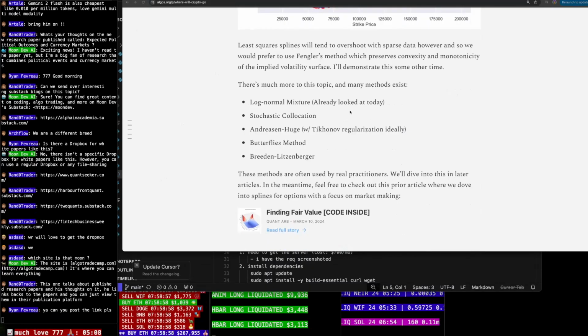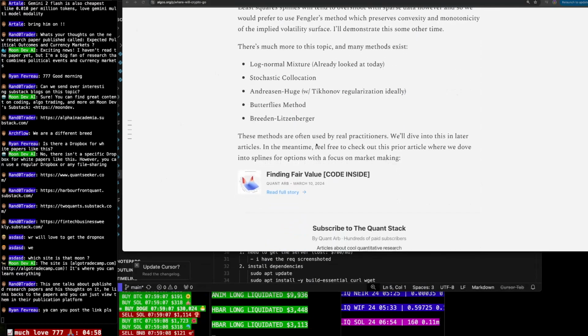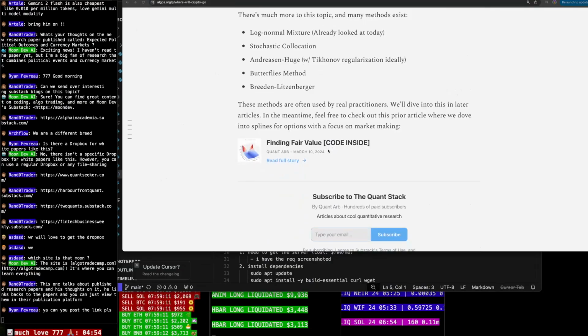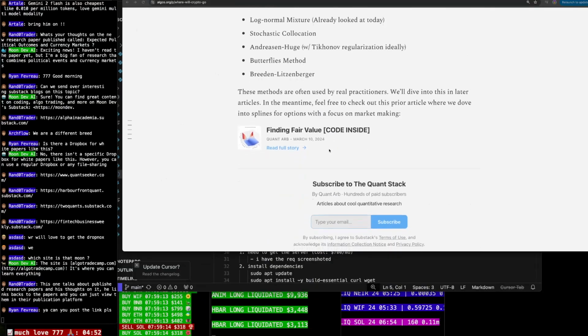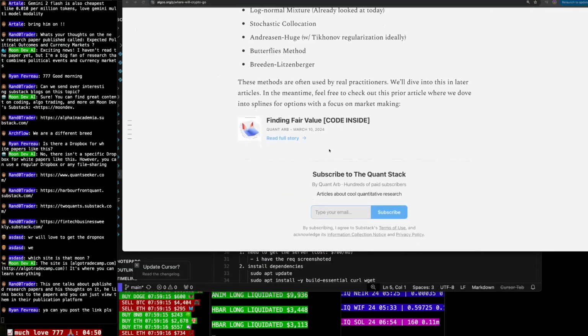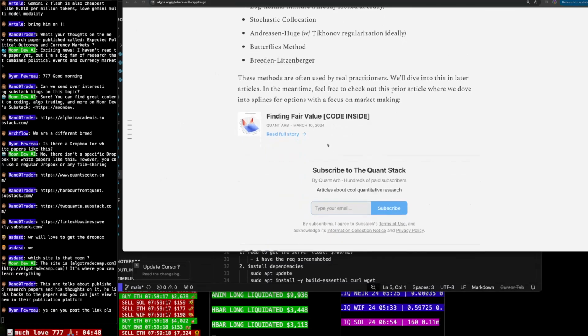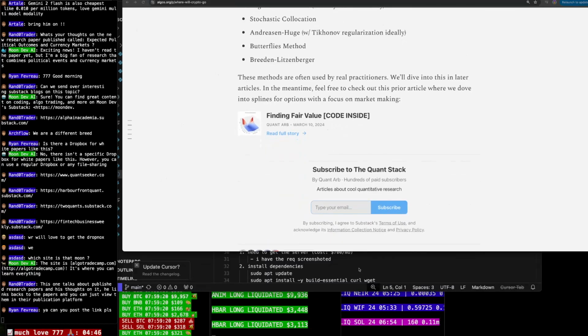There's much more on this topic and many methods exist. Log normal mixture, stochastic collocation, Andreasen-Huge, Butterfly's method, Breeden-Litzenberger. These methods are often used by real practitioners. We'll dive deep in a later article. In the meantime, feel free to check out this prior article where we dove into splines for options with a focus on market making.